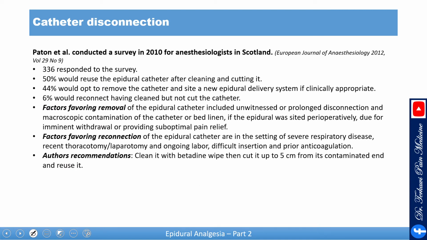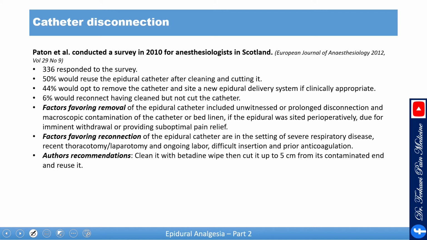Catheter disconnection. This is a controversial topic. You will see it if you are covering the floor, you are on call. The nurse will call you, the primary team will call you, like, come to the bedside, you have a disconnected catheter. What are you going to do? So there is no consensus in this area, and not many studies have been done. However, I found this helpful.